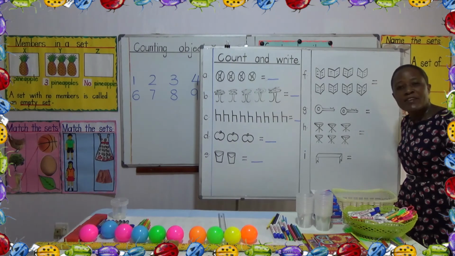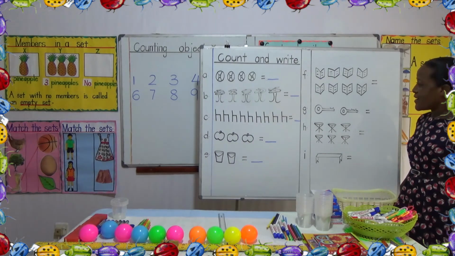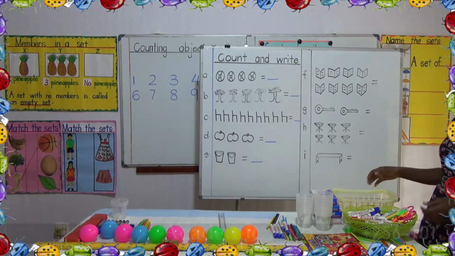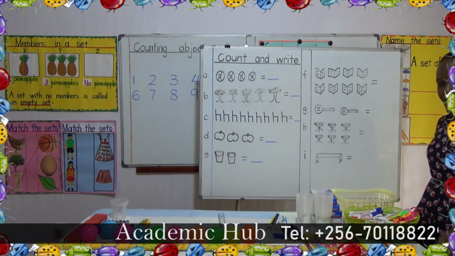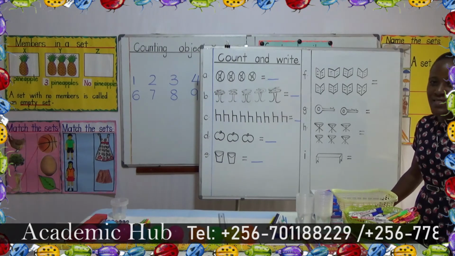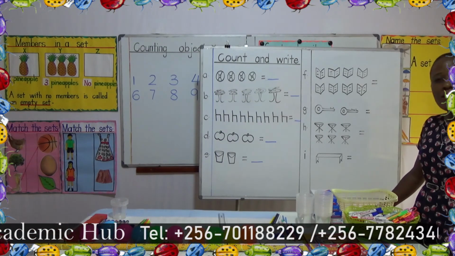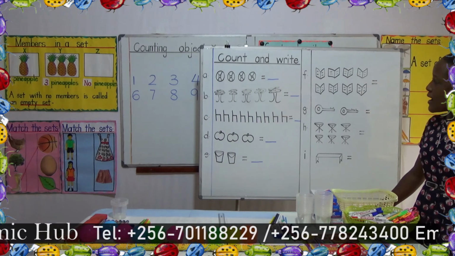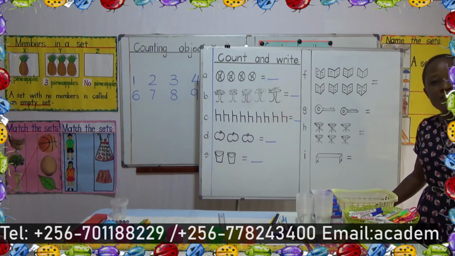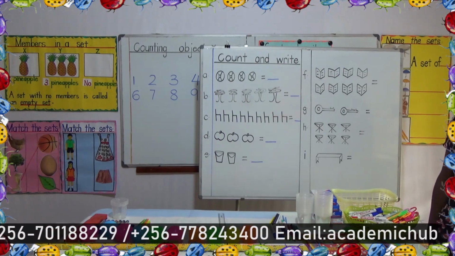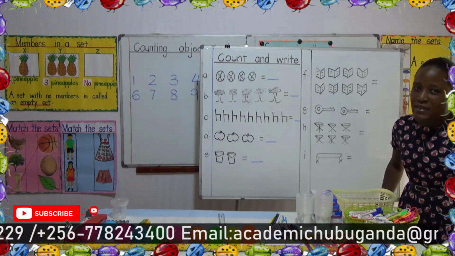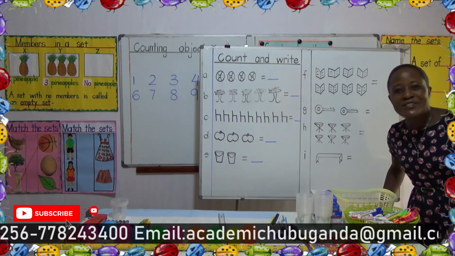Have you finished, my children? Yes, I can see some people are through with the work. That is what we had today. We have counted and we have written the numbers. And our activity also says count and write. We shall continue from here in our coming lesson. Thank you very much, good children.